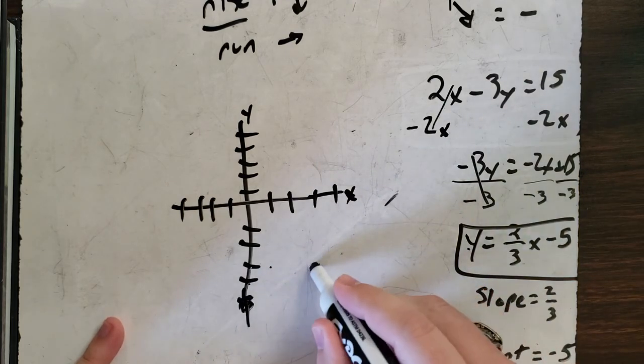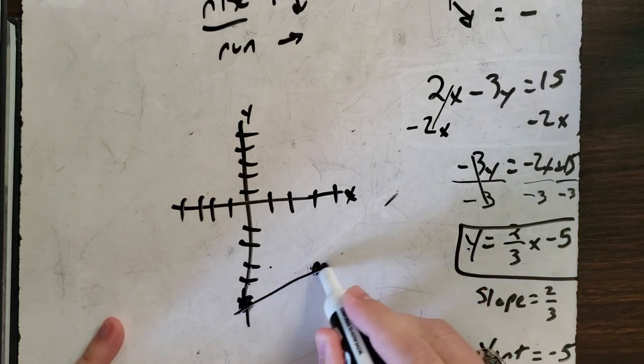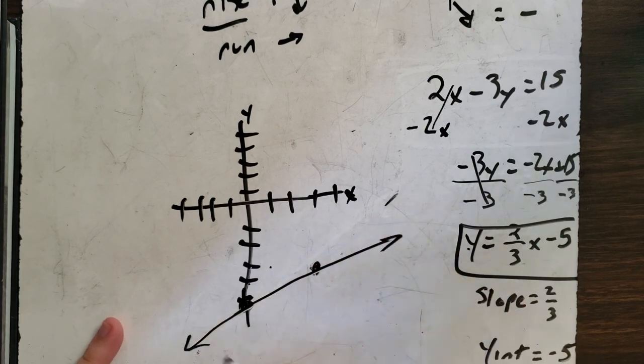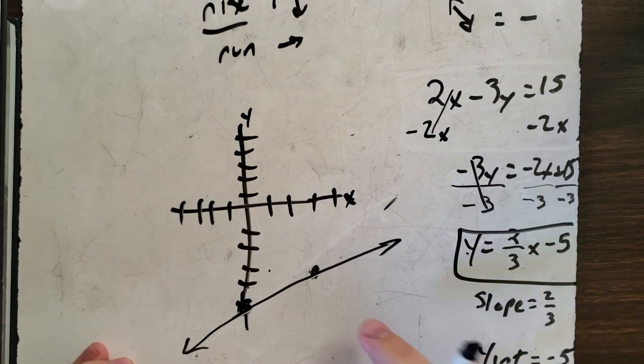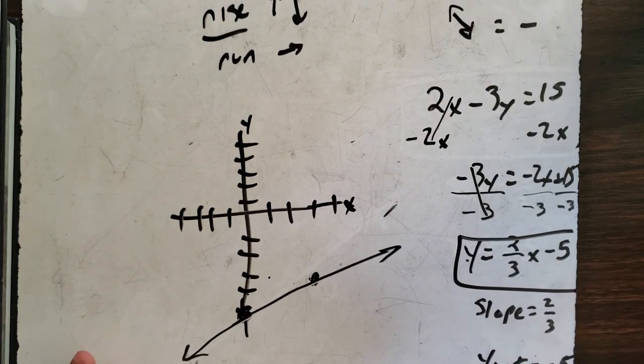Line here, point here. All right. There's our line, albeit a little curved. It's okay, you get the point. Two points. All right, so our line is done.